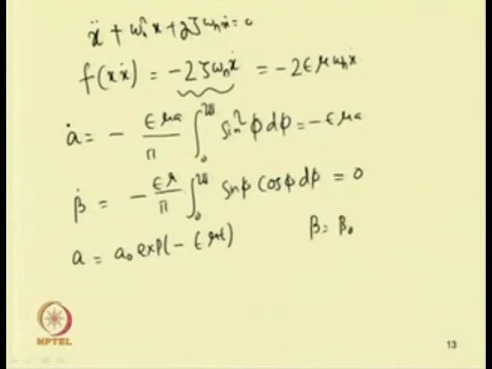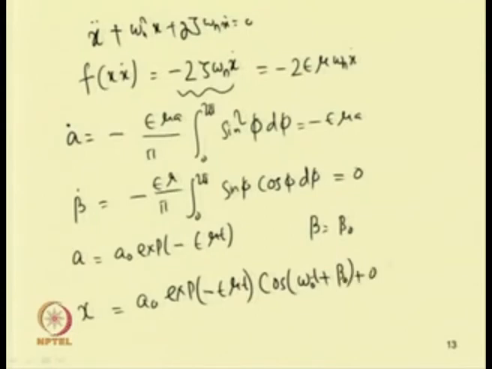So, we can write x equal to A 0 e to the power minus epsilon mu t cos of omega 0 t plus beta 0. So, this is of the order of epsilon. This is for the linear systems, as we already know. So, the solution in case of the linear systems becomes A 0 e to the power minus epsilon mu t into cos of omega 0 t plus beta 0.